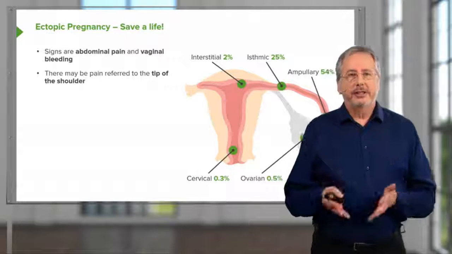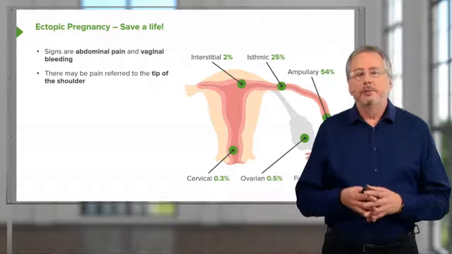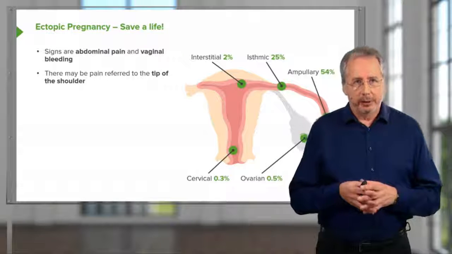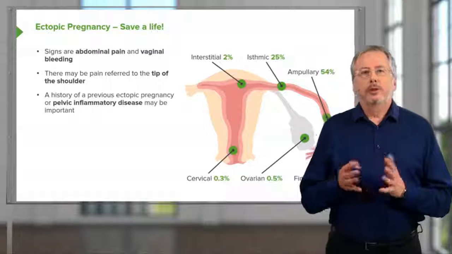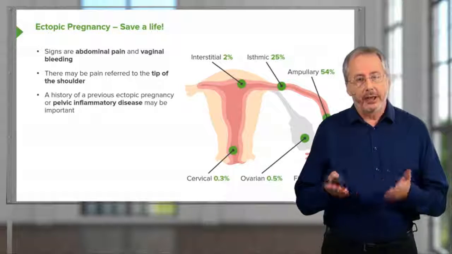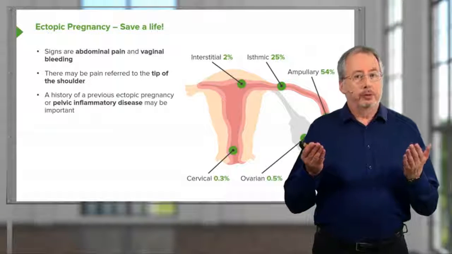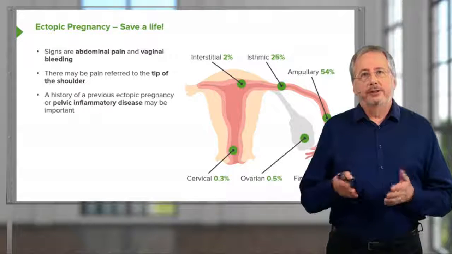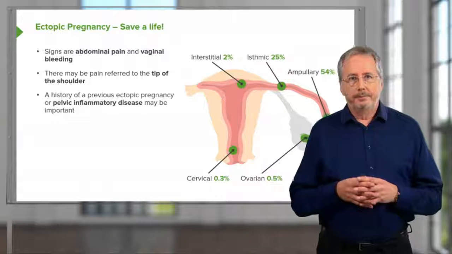So if a mother presented with some vaginal bleeding and pain in the tip of the shoulder, one of the things that you might want to think about is the possibility of an ectopic pregnancy. Under those circumstances, what you might want to do is to carry out a pregnancy test to check if she's in the early stages of pregnancy, because of course at this stage she won't really probably know that she's pregnant at all, and perhaps an ultrasound scan to see if you can identify where the pre-embryo is actually implanted.